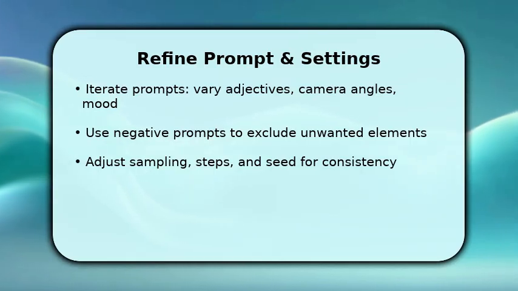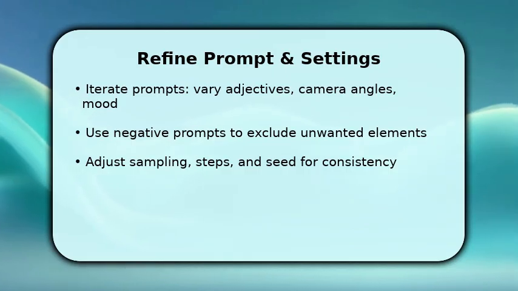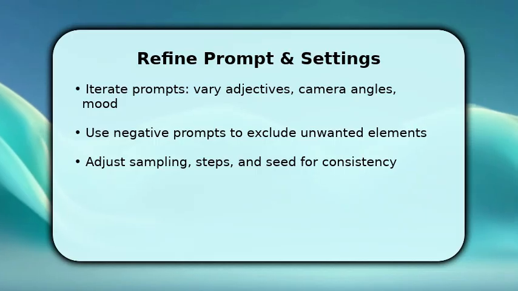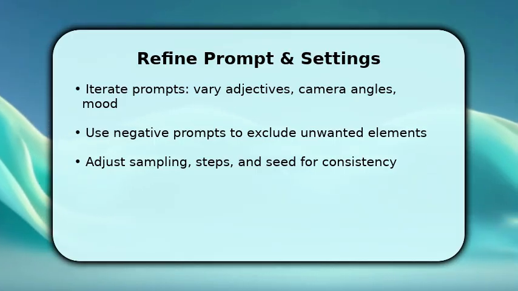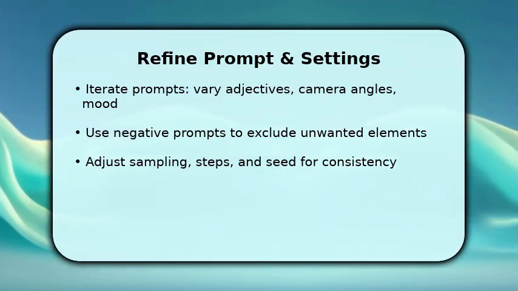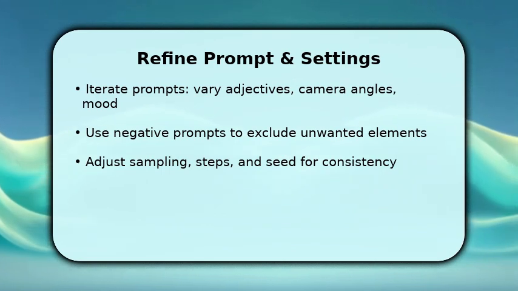Next, tweak generation settings like sampling method, step count, and seed to control detail and reproducibility. If you want higher fidelity, increase steps. If you need variety, change the seed. Repeat until composition, color, and detail align with your goal.